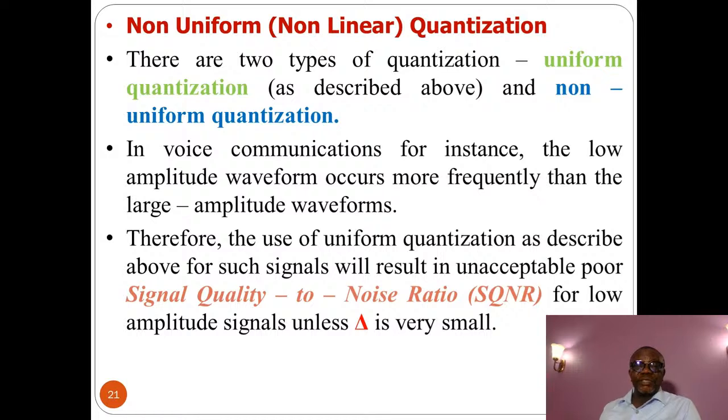unacceptable poor signal quality to noise ratio, denoted as SQNR, for low amplitude signals, unless the delta is made to be very small. The delta is the step increase. That is, the increase of one space between 1 and 2 in that figure A.